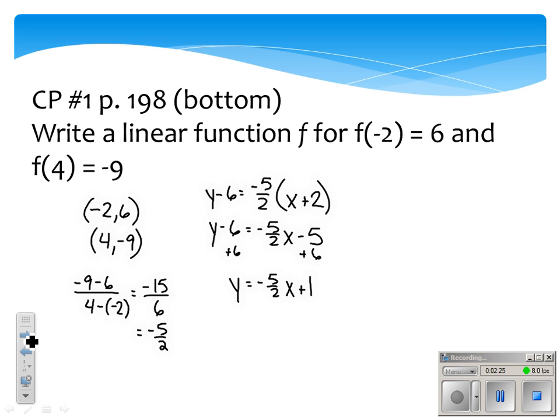So my function, if I were to write it in function notation, would be this. And I'd be satisfied with either y equals negative 5 halves x plus 1, or f of x equals negative 5 halves x plus 1. Alright, so those we've worked with before. That shouldn't be so bad.